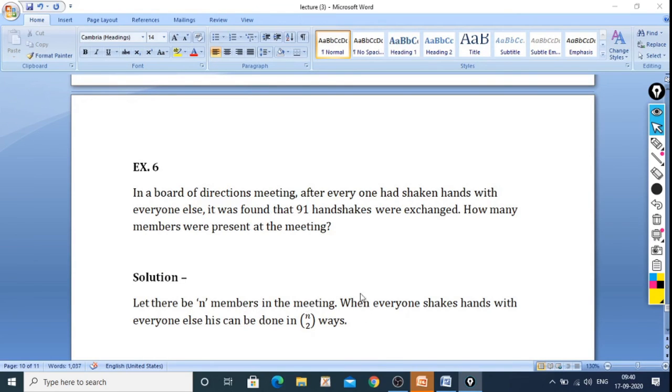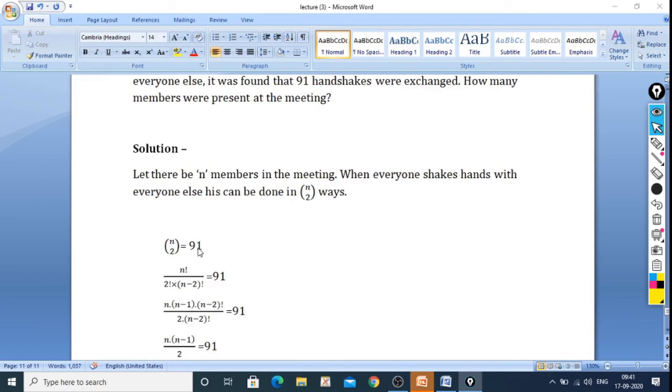So when everyone shakes hands with everyone else, we require 2 hands for a handshake. From n members we are taking 2 hands, one from the first person and the second hand from the second person. So from n persons we are selecting 2, so it is nC2. The total number of handshakes is equal to 91, and if there are n members, then handshakes can be done in nC2 ways. That means nC2 must be equal to 91.